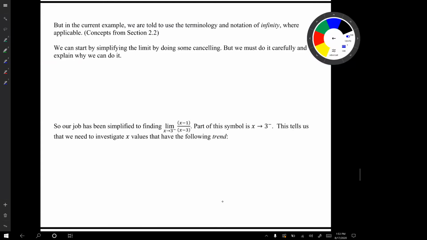But in the current example, we're not told to do the limit using the techniques of section 2.1. We're supposed to use the notation and the terminology of infinity, if it's applicable. That's concepts from section 2.2. So how do we do that? Well, we can start by simplifying the limit and doing some canceling, but we must do it carefully and explain why we can do it. Here's how it goes.